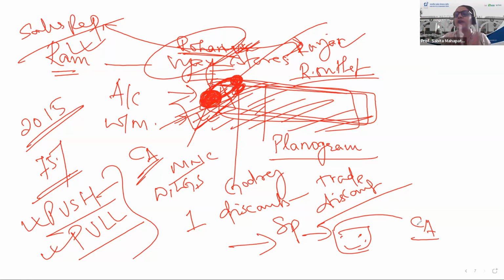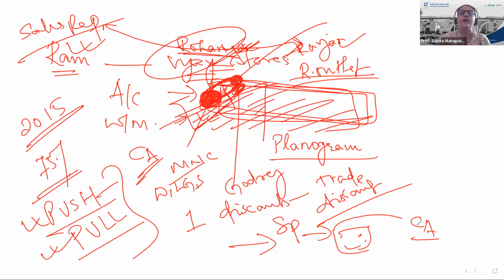Push happens through trade promotion, when you are trying to connect with the traders with different types of offers. So you tell the traders, look, if you are able to sell Godrej within a week, you get some discount, you get some incentive. You have to understand, don't just give discount. Discount should be linked to performance. Every time, why should I give discount? Others will also give discount.